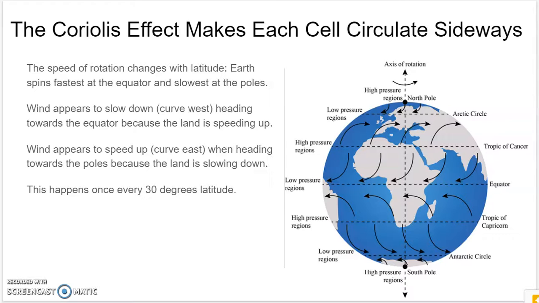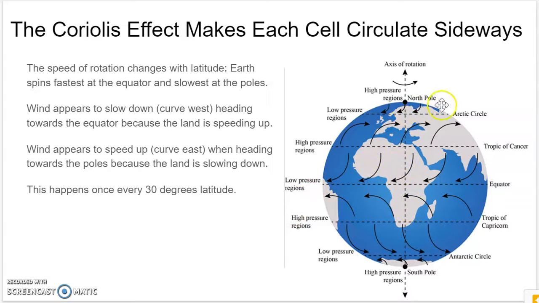So within each circulation cell, we expect the wind to be going north and south, but what we actually see on the surface is east to west, and that's because of the Coriolis effect. And the Coriolis effect, remember, is dictated by latitude because the Earth has different speeds of rotation at different latitudes. It's faster at the equator, it's slower at the poles. So as we go down, the Earth is getting faster and faster. That makes the wind appear slower and slower, so it kind of falls behind the rotation.